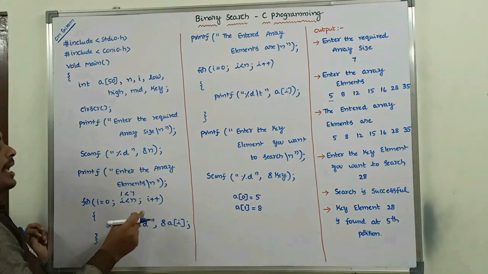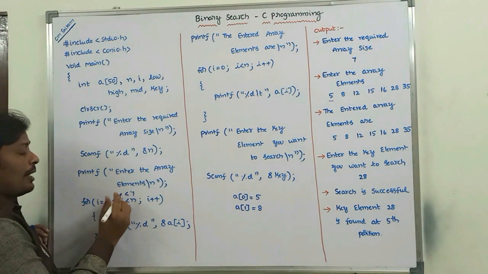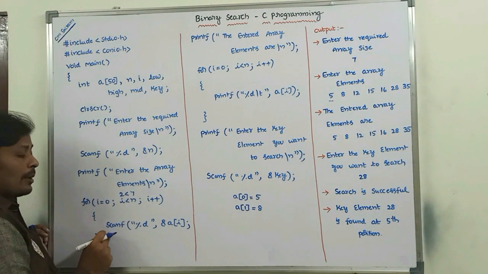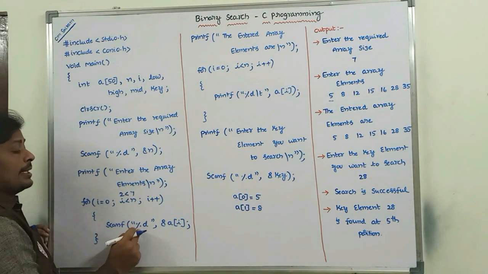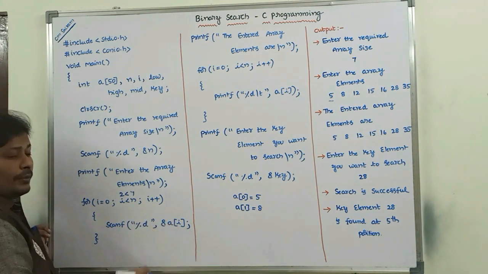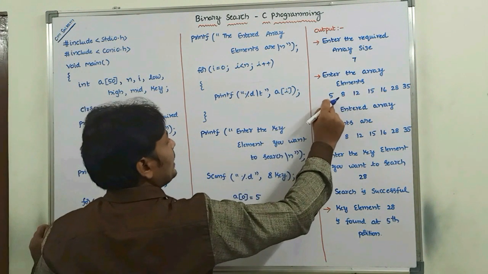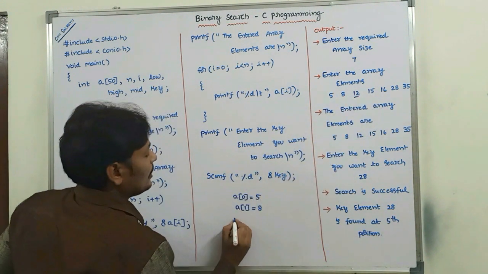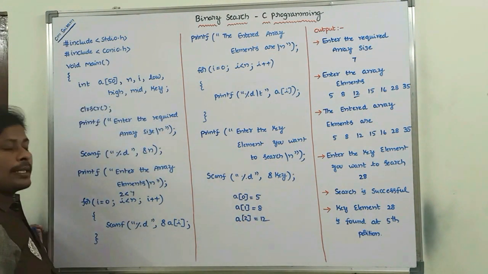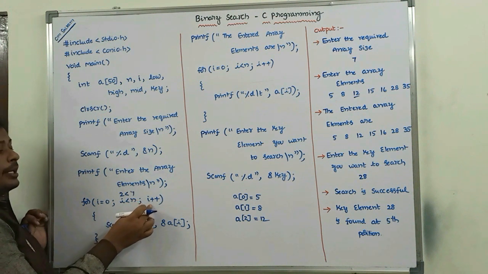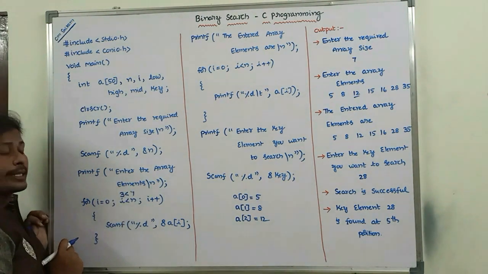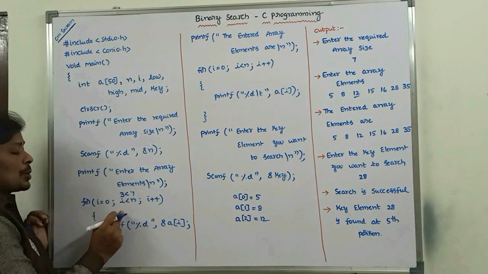Next, the i value is incremented. Now i is 2. 2 less than 7, condition true. The control goes to the body of the for loop. scanf("%d", &a[2]). The a[2] value read from the keyboard is 12. So a[2] is equal to 12. Next, i is incremented. Now i is 3. 3 less than 7, condition true. The control goes to the body of the for loop.